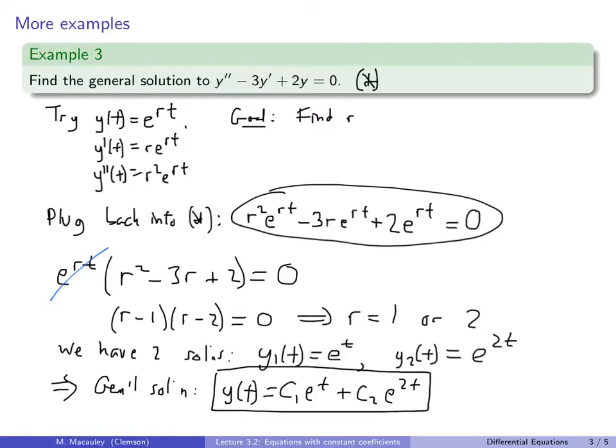And now you can think that, given the fact that this is 3 and negative 3 and 2, for any other constants, something like this should work. We could guess a solution of the form e to the rt, and when we plug it back in, we get a polynomial in r, which, unless we're really unlucky, has 2 roots, and that gives us 2 solutions, and hence our general solution.